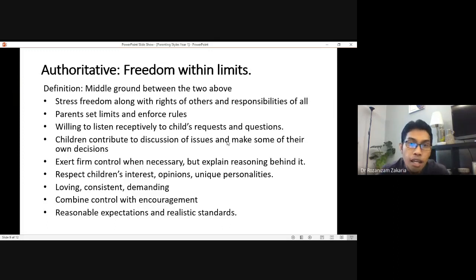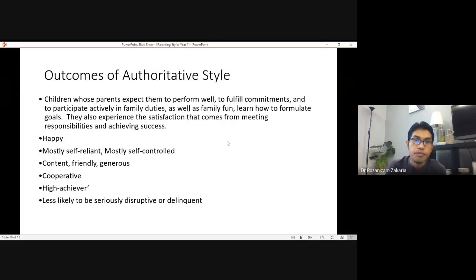Authoritative. These are basically a good balance between responsive and control. A middle ground, they say. So the outcome: happy, cooperative, high achiever. So this is all the good ones.